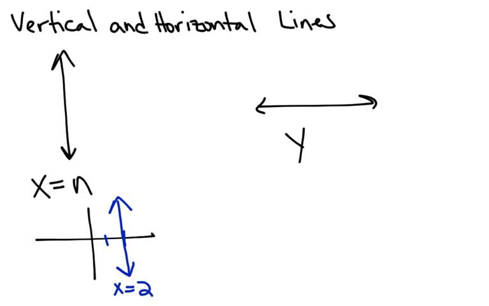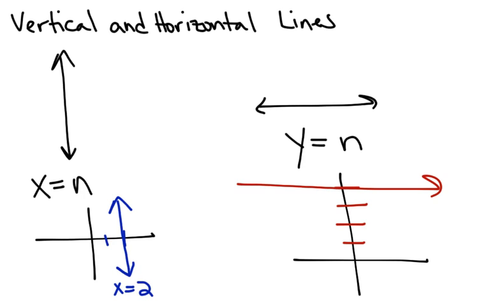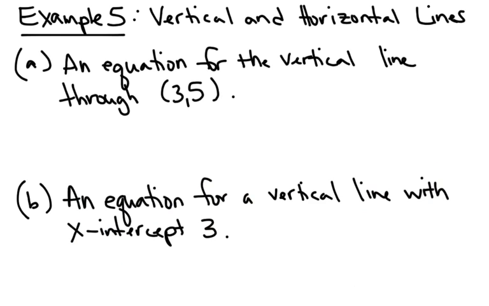Horizontal lines always have the equation y equals some number. So if I give you this horizontal line, it would be the equation y equals 4, because it goes through 4 on the y-axis.